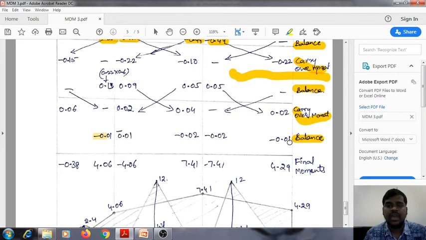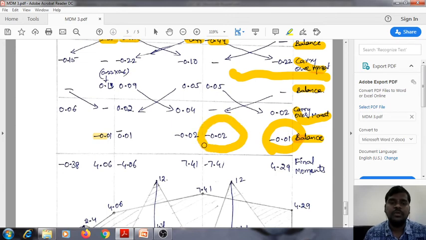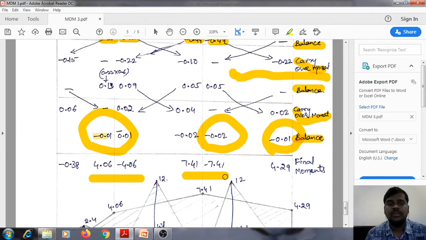So after this balance, when can we think that the problem is completed? If it is in terms of some unity, 0.01, 0.02 and 0.01, like that. If we get this, we can suggest that the problem has been completed. And just in terms of 0.1 or 0.2, the answers will be the same. This is 4.06 minus 4.06, 7.41 minus 7.41. How are these values got?